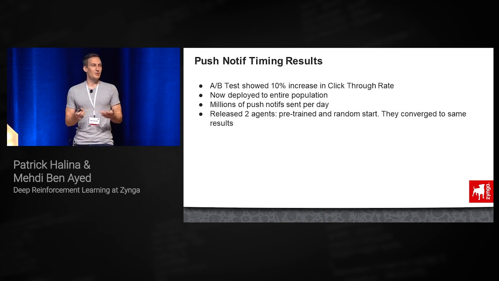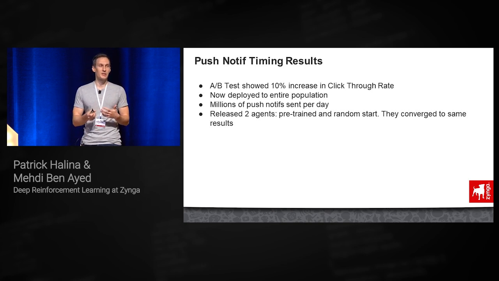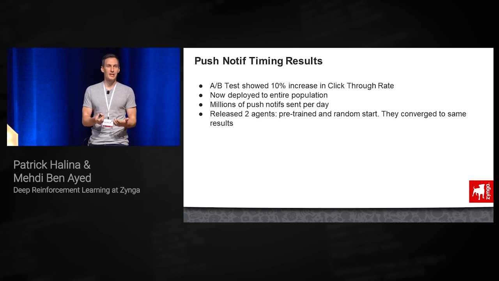And we found that it did lead to an increase. We actually saw a 10% increase in click-through rate. And so now we've deployed this to the entire population, and we're running this production deep reinforcement learning pipeline every day, pushing out millions of users, training our RL agent. We actually released two different agents.